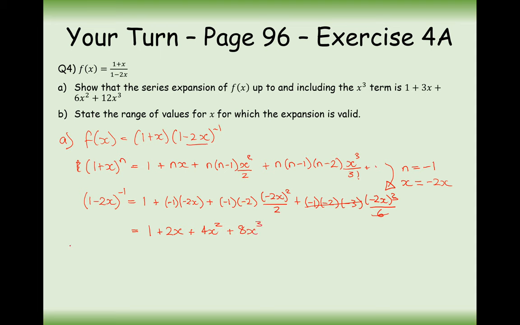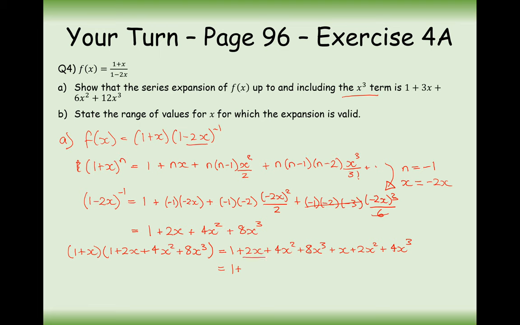The final thing that we have to do is to times this by 1 plus x. So 1 plus x times what we've got here. And we'll just expand only the terms that go up to x cubed. If anything goes higher than that, I'll just leave it alone. So let's expand the 1 with everything in the right-hand bracket first. That's probably the easiest way of doing it. 1 plus 2x plus 4x squared plus 8x cubed. And then it's going to be plus x plus 2x squared plus 4x cubed. The next term is going to be a power of 4, so I don't really need to write that down if I want my answer to be up to the x cubed term.